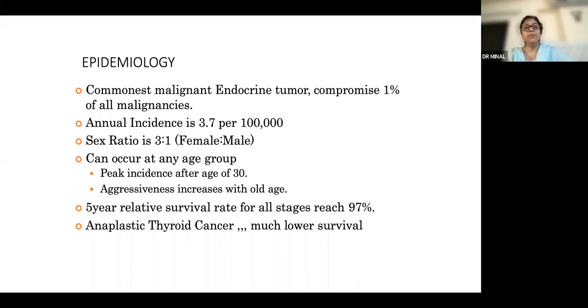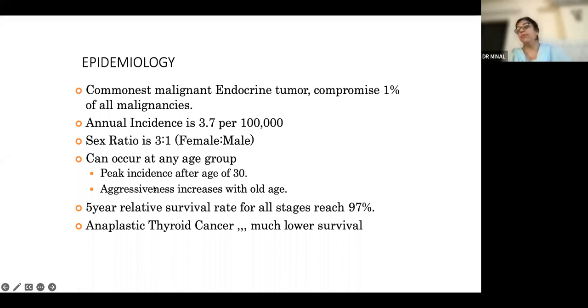Now epidemiology-wise, the most common endocrine malignancy is thyroid malignancy. They contribute 1% of the total body malignancies. Incidence-wise, it is around 4 per 1 lakh of the population. Again, the bias is towards women, so women are more commonly affected. Age group-wise, it can affect any age group, but most commonly it is the young age group between 30 to 50 that we find this disease.